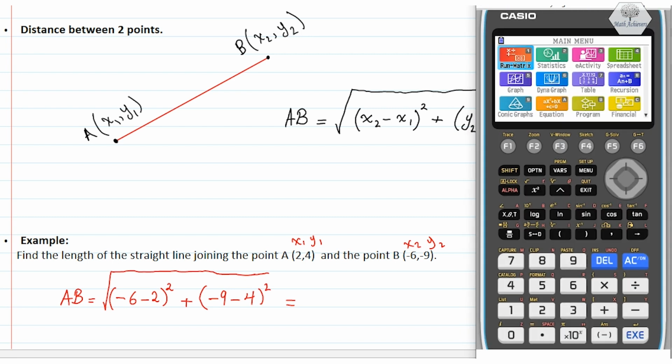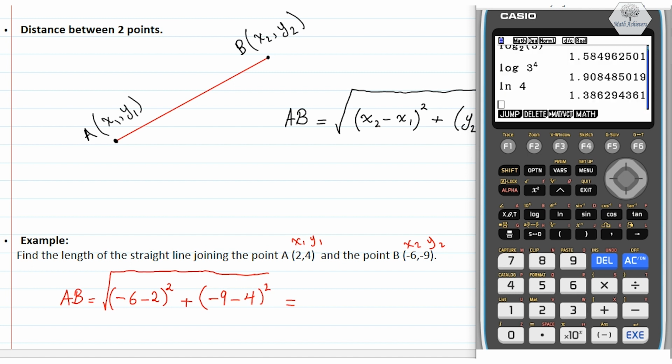Let's start our GDC. We go to run matrix. We have the square root. We go to shift square root, and inside the square root I want to add -6 minus 2, all of it squared, plus the -9 minus 4, all of it squared. And then I press execute to find out my value. It's square root of 233. I press S to D to find it as a decimal.